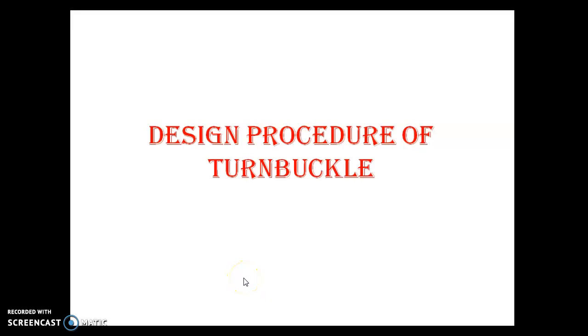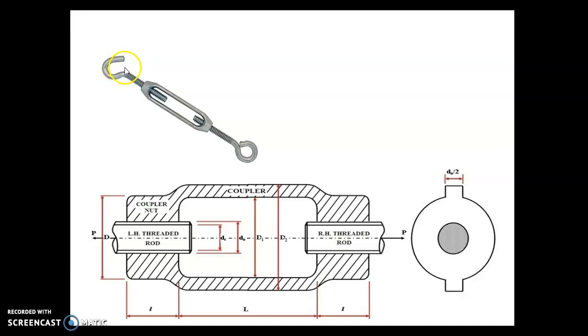Hello everyone. Today we will start a new point, design procedure of turnbuckle. So turnbuckle is a mechanical device which is used to connect two rods. See, this is a turnbuckle. This image is an example of a small turnbuckle which is used to join two rods which both are in tensile condition.